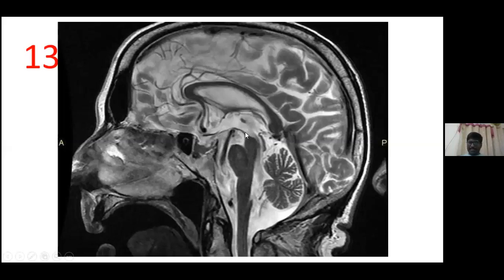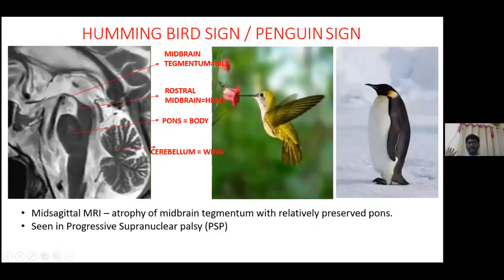You are able to see the narrowed midbrain. Basically there is an atrophy of the midbrain. Normally there will be a convexity, but this is flattened. This is classic in case of progressive supranuclear palsy. This is called hummingbird sign and penguin sign. Again, these are commonly asked spotters even for the MD residents. So remember hummingbird sign, penguin sign.